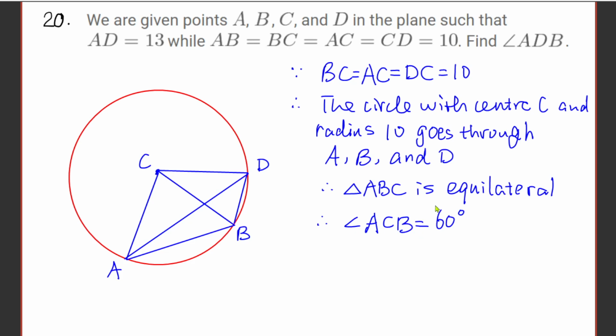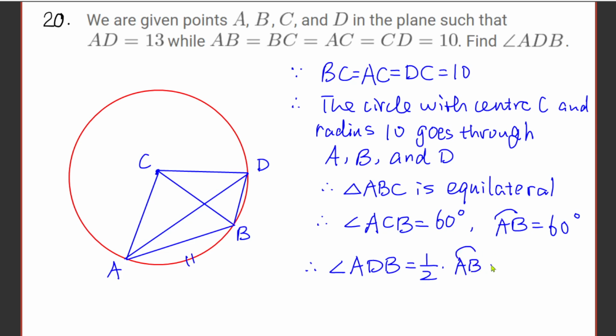The reason we want to find angle ACB is to find the arc AB here. Arc AB is also 60 degrees. Since angle ADB is inscribed in this arc, angle ADB is just 1/2 of arc AB, which gives us 30 degrees. So eventually, the angle we are looking for equals 30 degrees, right?